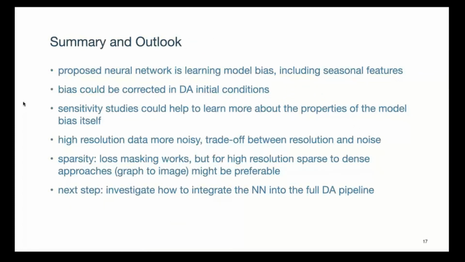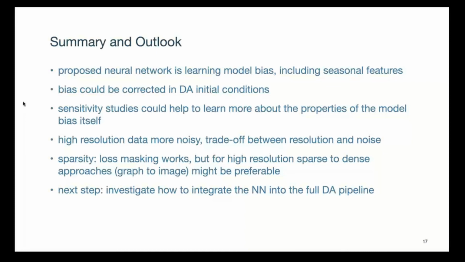So as a summary, the proposed neural network is learning the model bias and gets the features right. That can be used, for example, to correct the initial conditions in the data assimilation pipeline. You can also do sensitivity studies to learn more about your model bias at all, right? We haven't done this yet, but this might be a future thing to do.